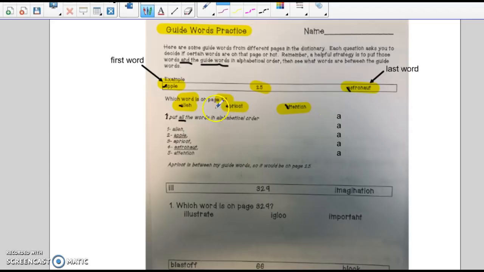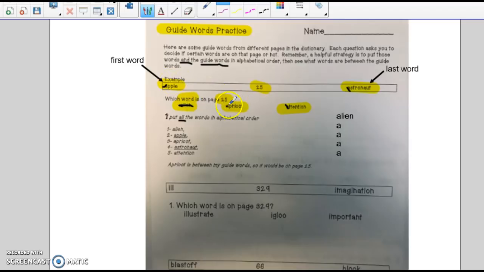Okay, so now we need to look at the second letter. We have P, S, L, P, T. Well, when you sing your ABCs, A, B, C, D, E, F, G, H, I, J, K, L. So our L word is going to go first in ABC order. So we know alien goes first. You can write it down and mark it out, right?